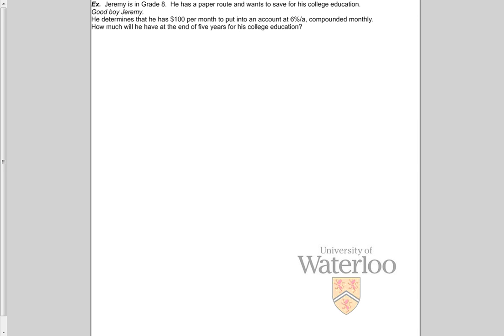First of all, we need to check if our I and our N are different than annually. So he can get 6% per annum compounded monthly, so both are adjusted. 6% monthly is 0.06 divided by 12, which is 0.005. The N is 5 years monthly, 5 times 12.